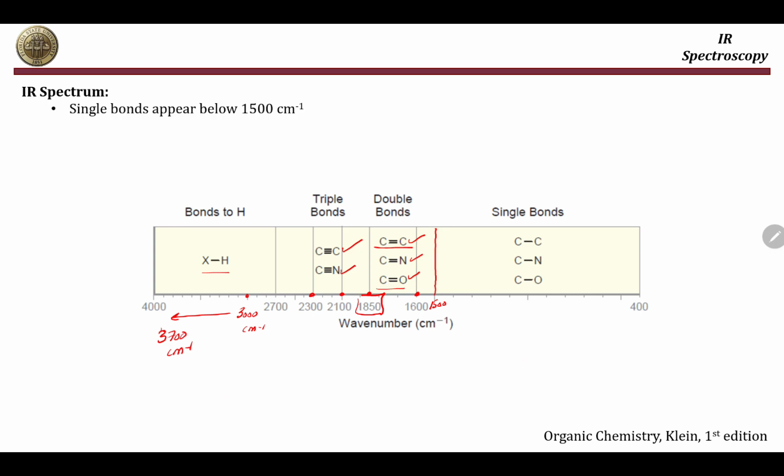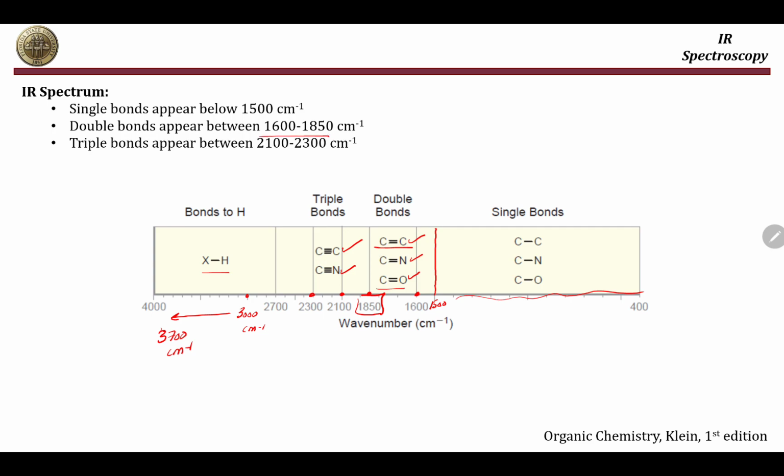So single bonds will appear below 1500. This is not important for us right now. The double bonds will be mainly between 1600 and 1850, and triple bonds will be between 2100 and 2300. And finally, anything which is bonded to hydrogen, oxygen, nitrogen, or carbon will appear in this region between 2700 and 4000 centimeter minus 1. We will talk about each region in detail.